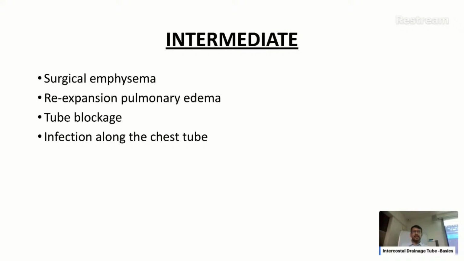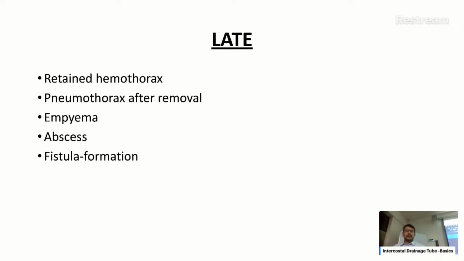Now we talk about the intermediate complications: surgical emphysema, re-expansion pulmonary edema. If the lung is drained very early, it could lead to re-expansion pulmonary edema. There could be tube blockage and infection along the chest tube if proper care has not been taken.